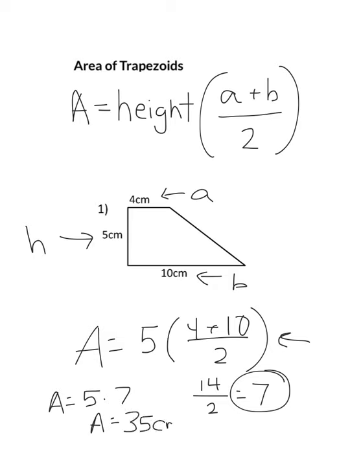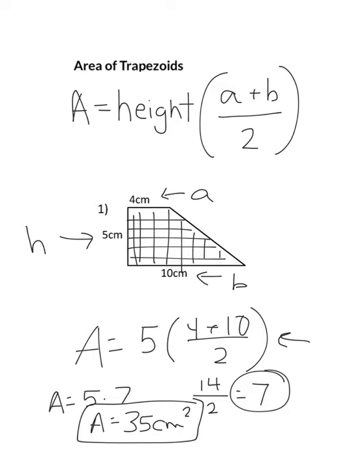35 centimeters squared. It's measured in centimeters, and we always measure in square units, because remember it's like 4, I didn't quite do 4 by 5. There's 10 of these, so it's square centimeters is what you're looking for. So this would be your total answer there.